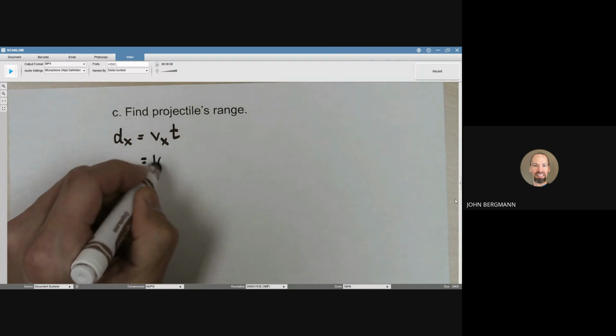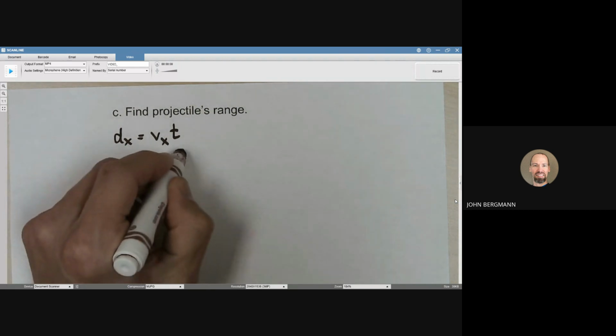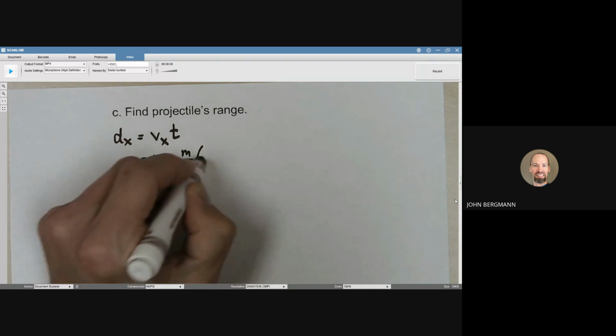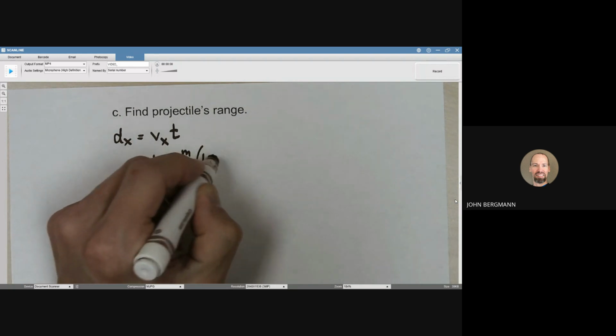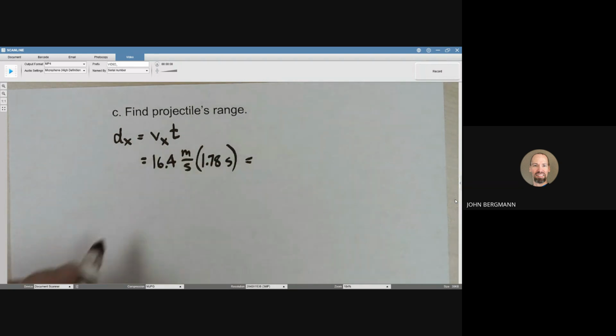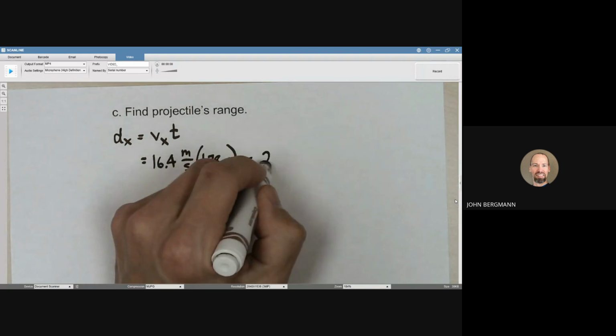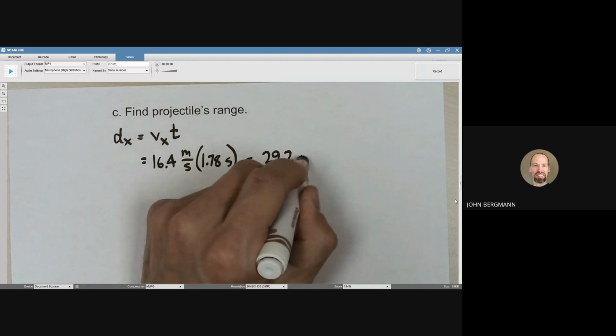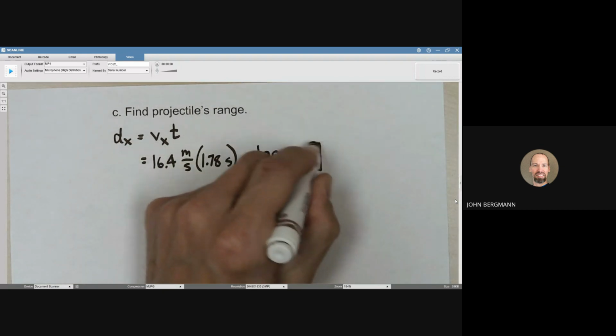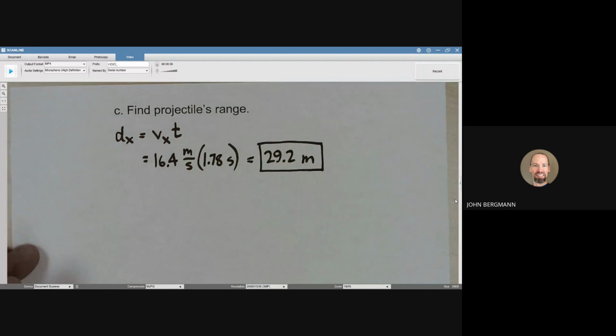So Vx is 16.4 meters per second, and the time is 1.78 seconds. You can see the second units cancel. To three significant figures, 29.2 meters. That's how far that football goes before somebody catches it.